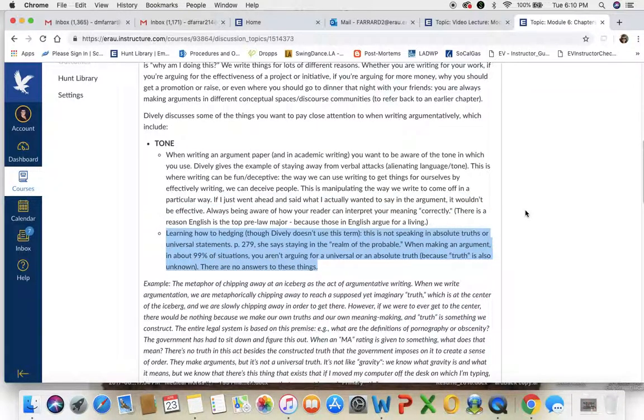Diley doesn't use the term hedging. I am going to put this in here because hedging is a really important thing. So she does talk about, on page 279, the concept of the realm of the probable and what it means to stay within the realm of the probable. What this means is making sure you're staying away from speaking in what we call absolute truths or universal statements. So when you make an argument, in about 99% of situations, you aren't arguing for a universal or an absolute truth, and that's mostly because truth is unknown, right? There's no answer to these things for which you're arguing. So you need to stay within the realm of the probable.